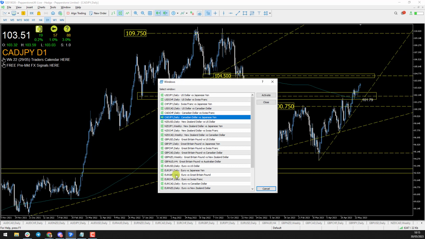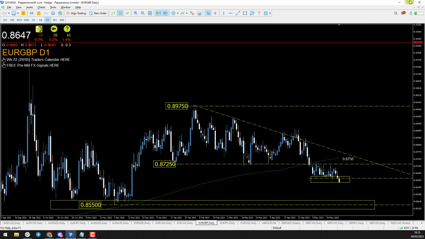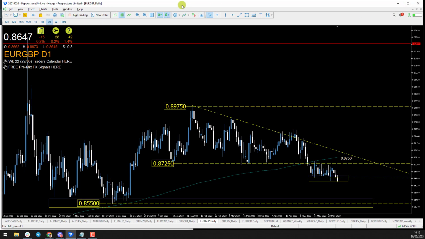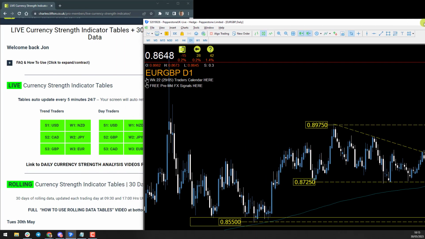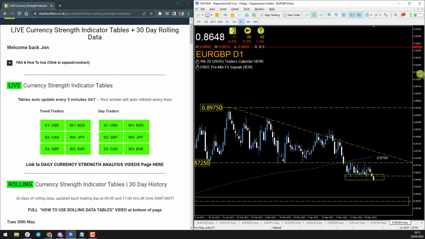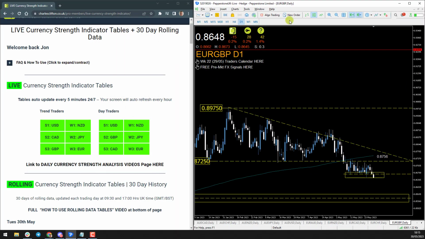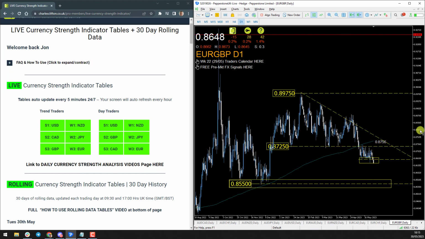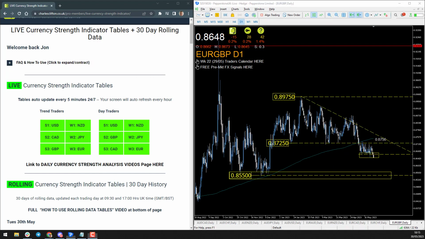Now, another option, or an opportunity that I saw developing, was potentially on Euro Pound. So if I go down to Euro Pound, why am I interested in Euro Pound? Well, let's just bring in our tables again. Euro Pound is actually a chart I haven't looked at in a good while, and it's because price has been consolidating.